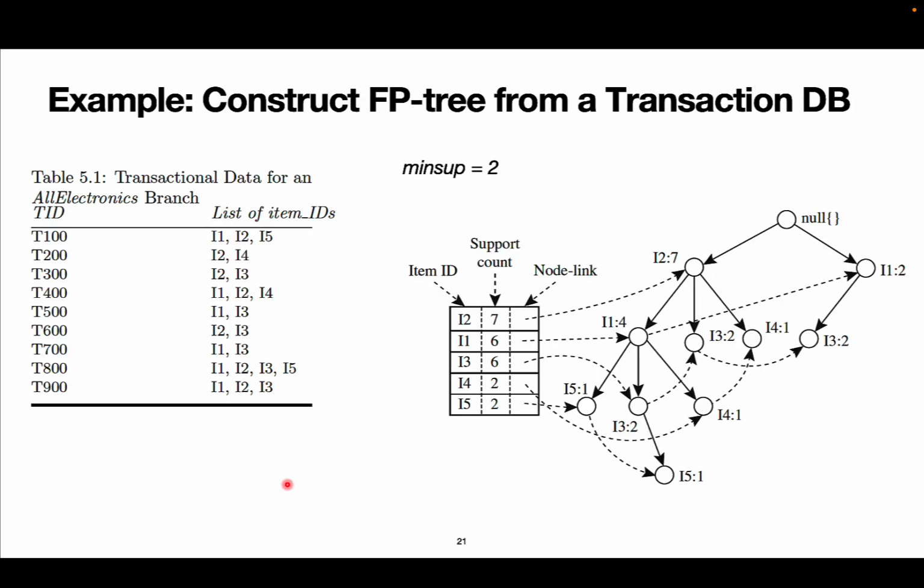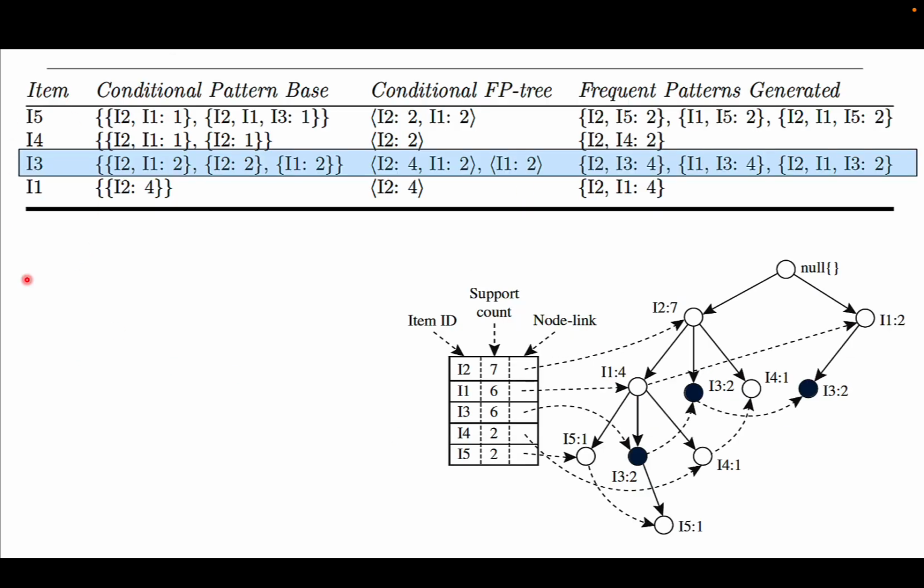Finally, we have a worked out example to further exercise FP growth. Suppose we have this transactional database with 9 transactions. We applied the FP growth algorithm and we got this FP tree. This table gives the item sets with their conditional databases, conditional FP tree, and the frequent patterns. We are going to follow the I3 paths. I highlighted those in the dark circles.